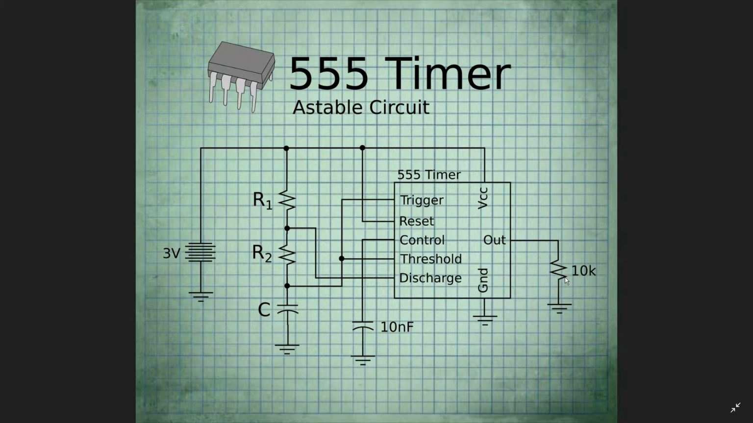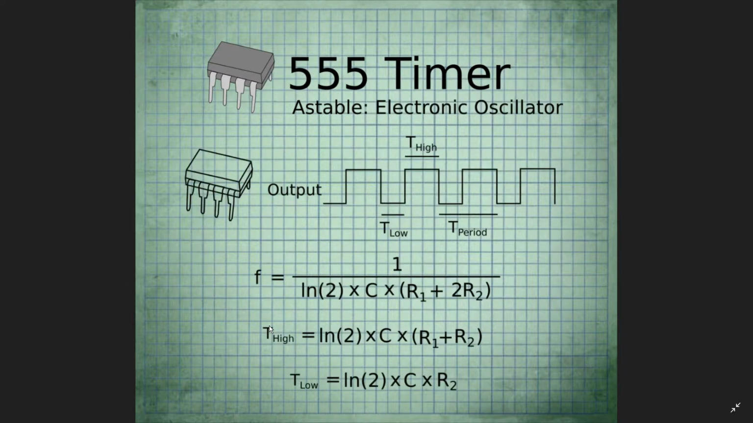This 10K resistor out here I'm going to be using as a load just so we can see the change in the voltage out here. But so we have R1, R2, and C. Those are the only things we really have to play with, because this 10 nanofarad capacitor, that's constant. It just needs that on the control pin, and this 10K, like I said, is our load. So these are the 3 variables we're looking at.